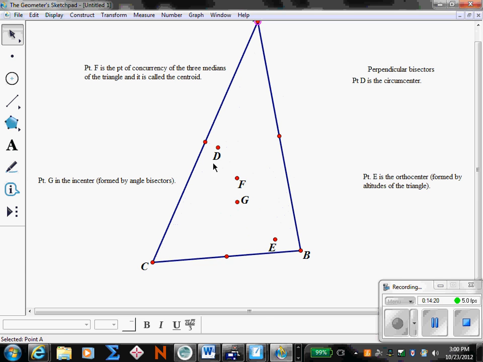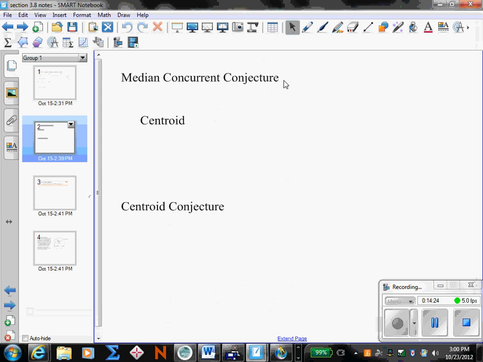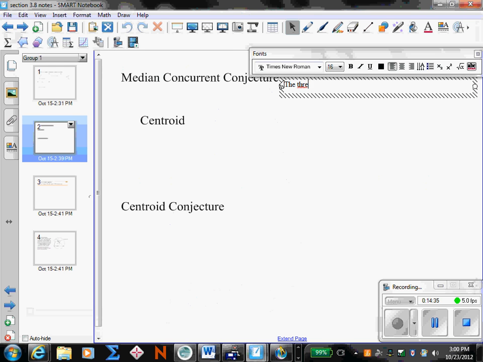Let's finish our conjectures. The median concurrent conjecture. The three medians of a triangle are concurrent. Their point of concurrency is the centroid.